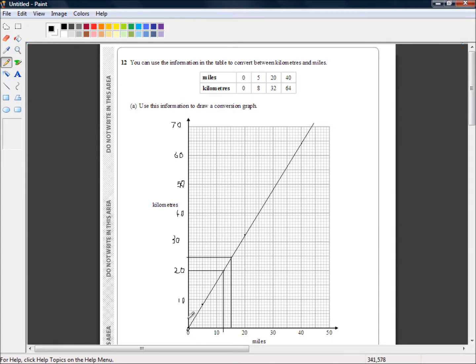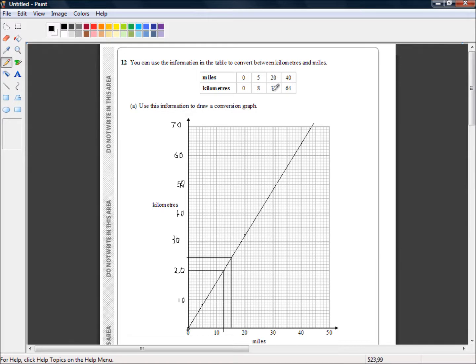So we take our 0, 0, and that's just here at the origin, and we pop a point here. We take our 5 and 8. Now 5 is halfway between 0 and 10. So we come up through here and we put our point 2 little squares below the 10, and that will be our 8.